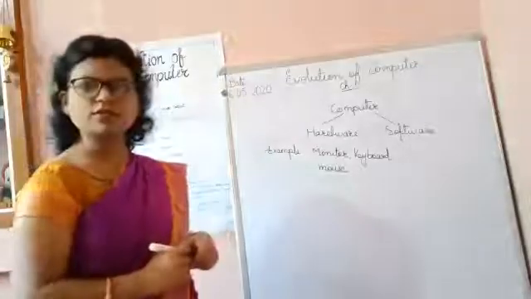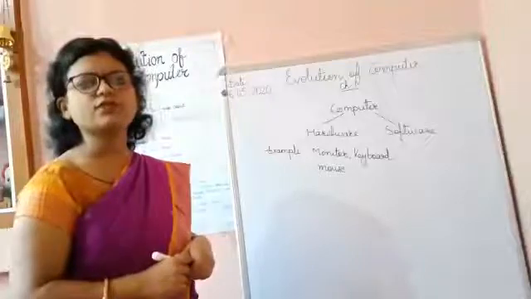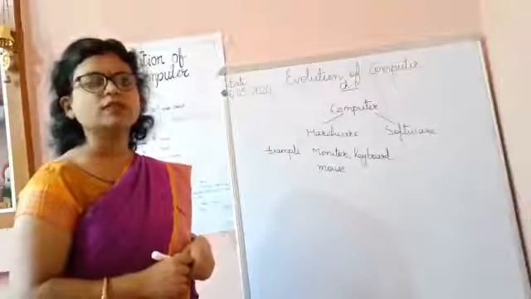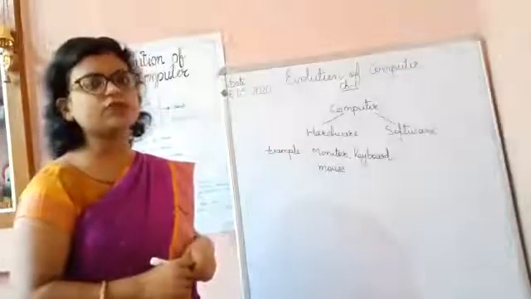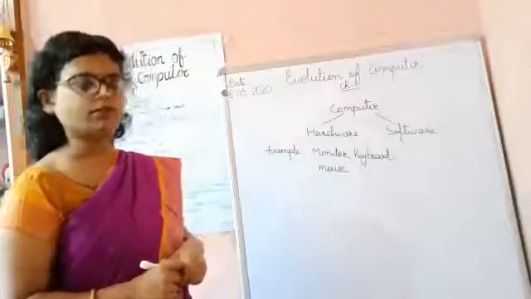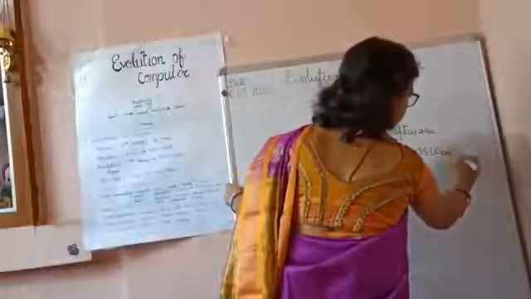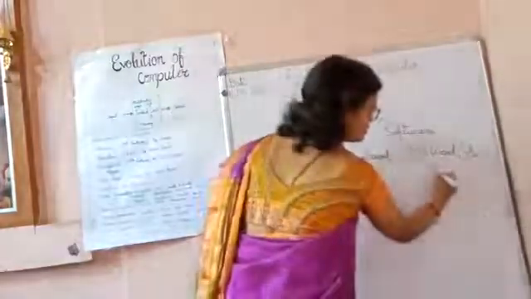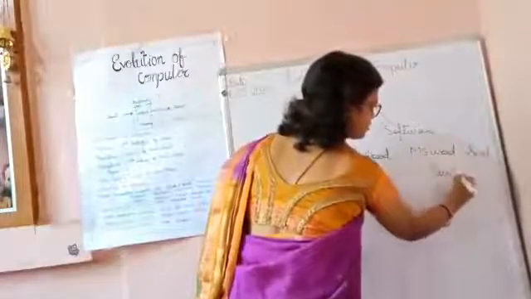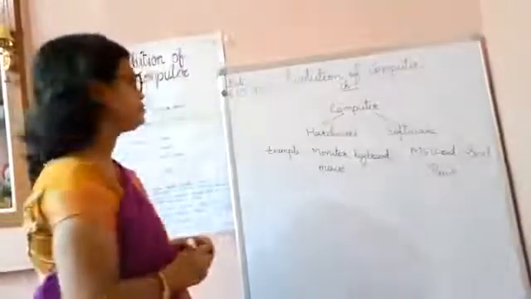After we get the software, by using the software we can do the process, that means programming. Whatever work we need to do, we can do with the help of software. So various softwares are MS Word, Excel, Paint, DBMS, then Oracle, many more.